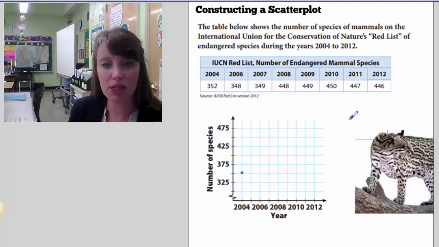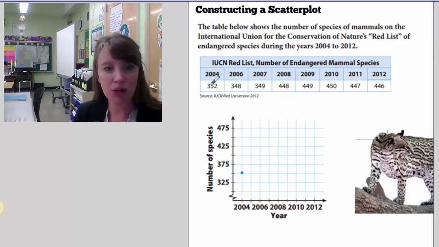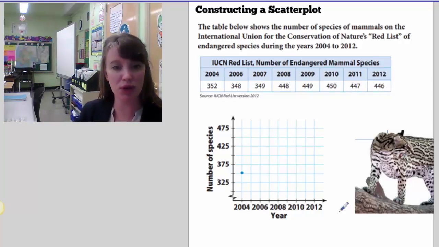So let's say that we have this data. It shows the number of mammals on the International Union of Conservation of Nature's Red List. These are the endangered species during the years 2004 and 2012. If you can see, there were 352, 348, 349, 448, 448, 450, 447, and 446.